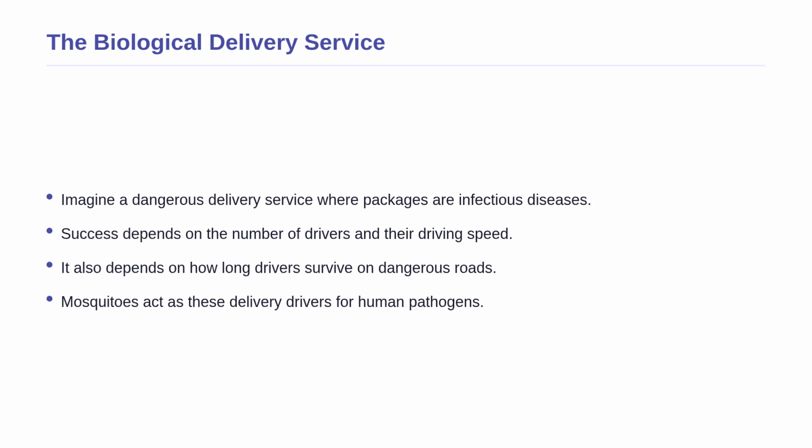Vectorial capacity is exactly this concept, but applied to insects, like mosquitoes delivering pathogens to humans. By understanding all the moving parts of this biological delivery system, we can figure out exactly how fast a disease will spread through a population.